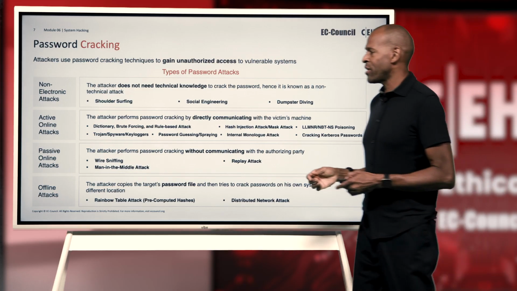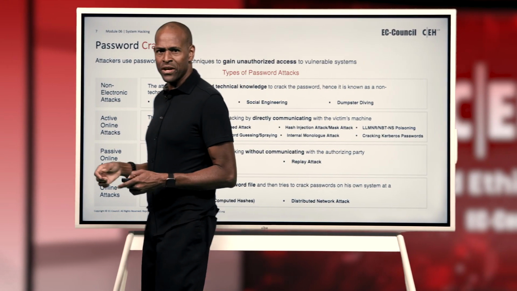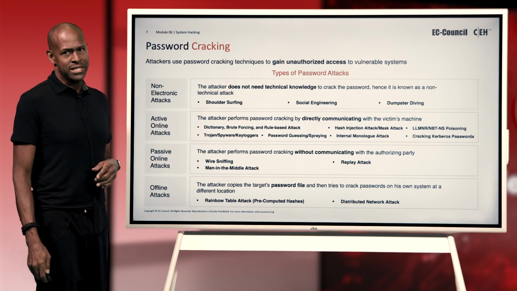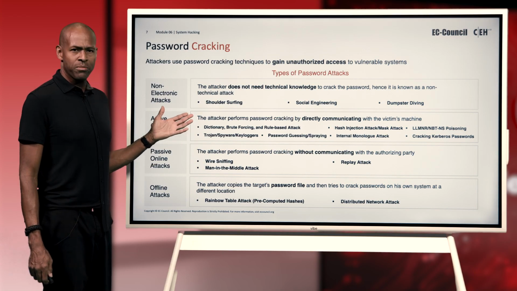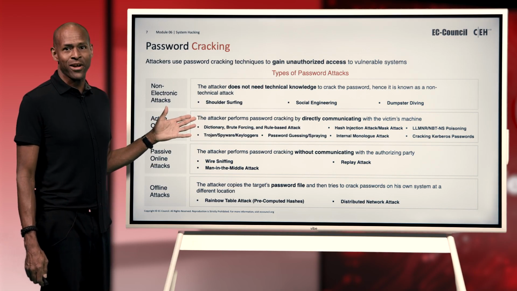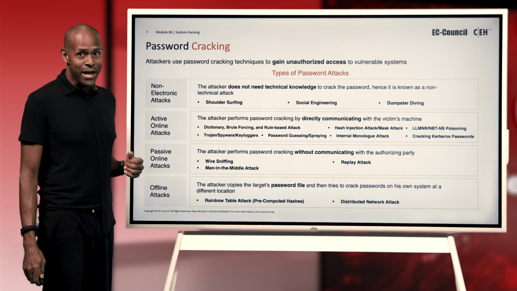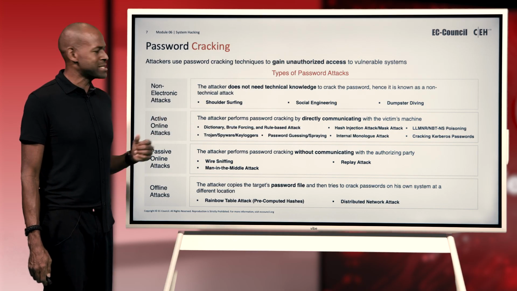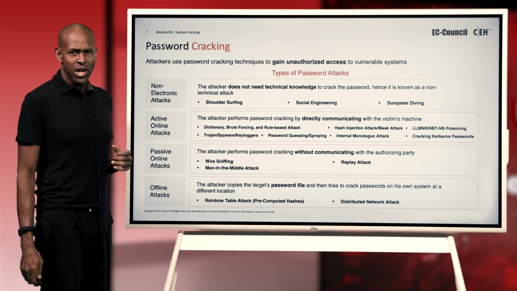So with password cracking, there are many different ways to do it. Let's have a look over here at some of the methods for password cracking. One of them would be non-electronic attacks. So this is where we're going to be doing essentially social engineering. That is one of the best ways to get a password, but you can also look at it while someone's typing it.